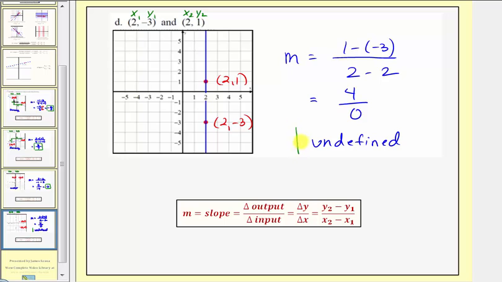And remember, whenever we have a vertical line, the slope will always be undefined, because we'll always have division by 0, because the change in the input is always 0.